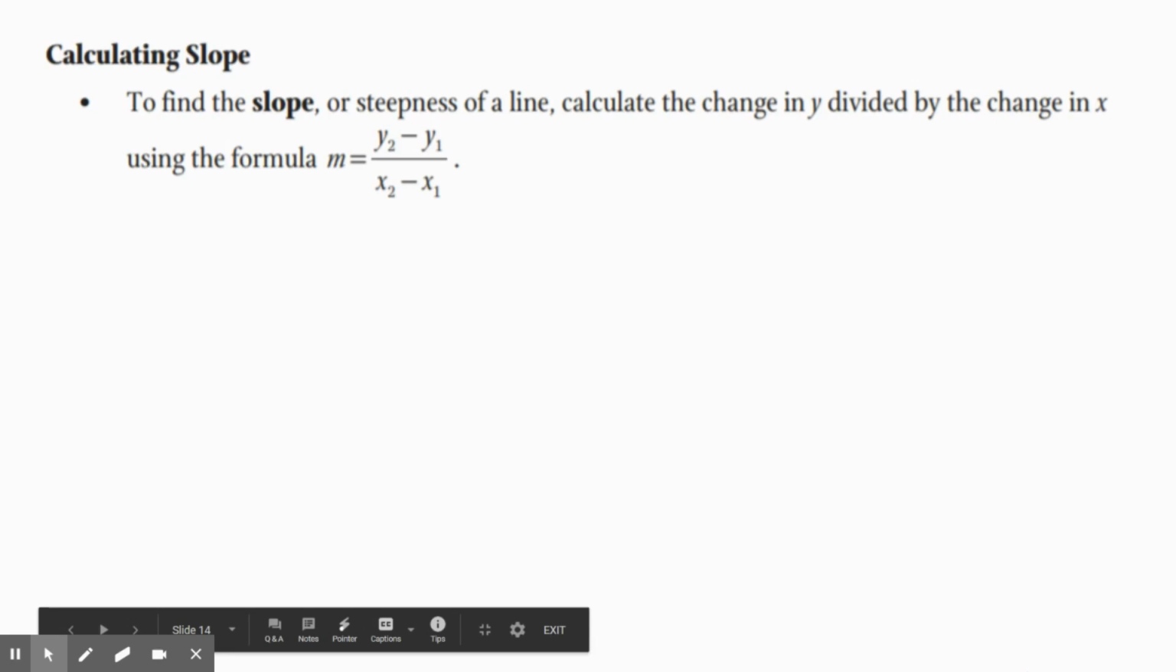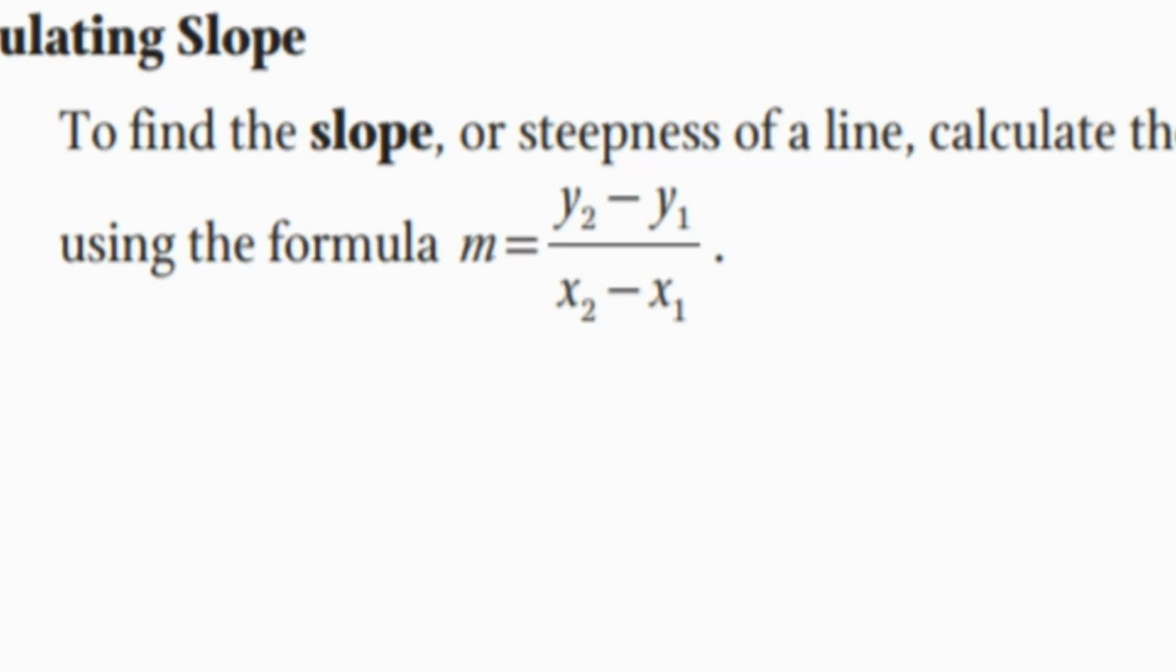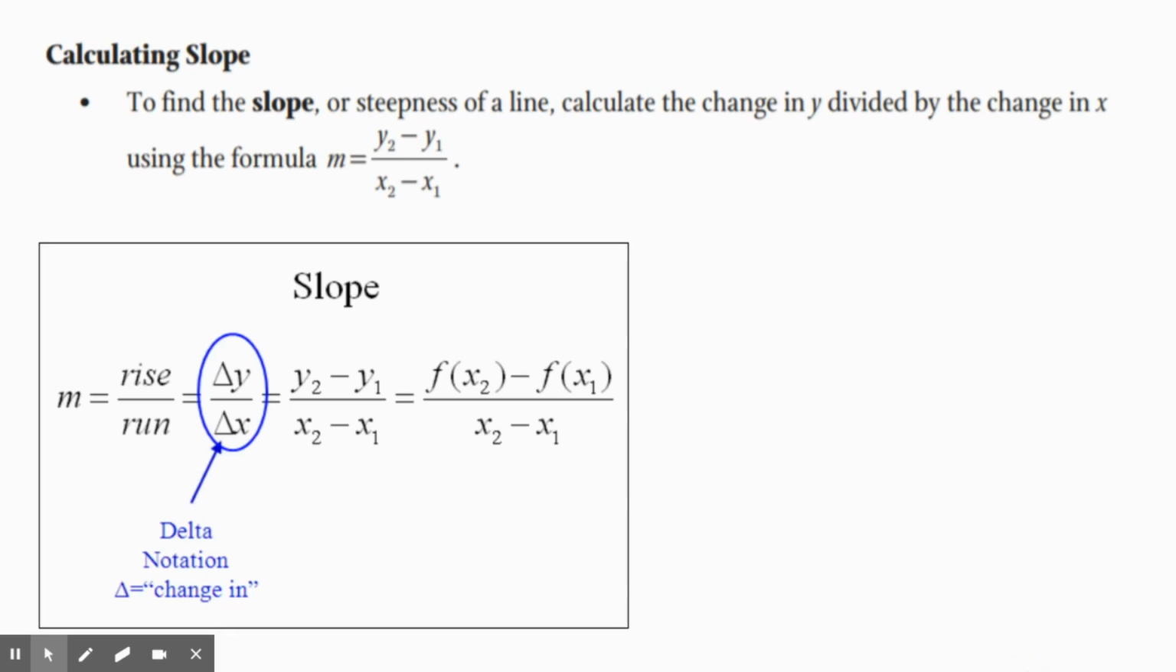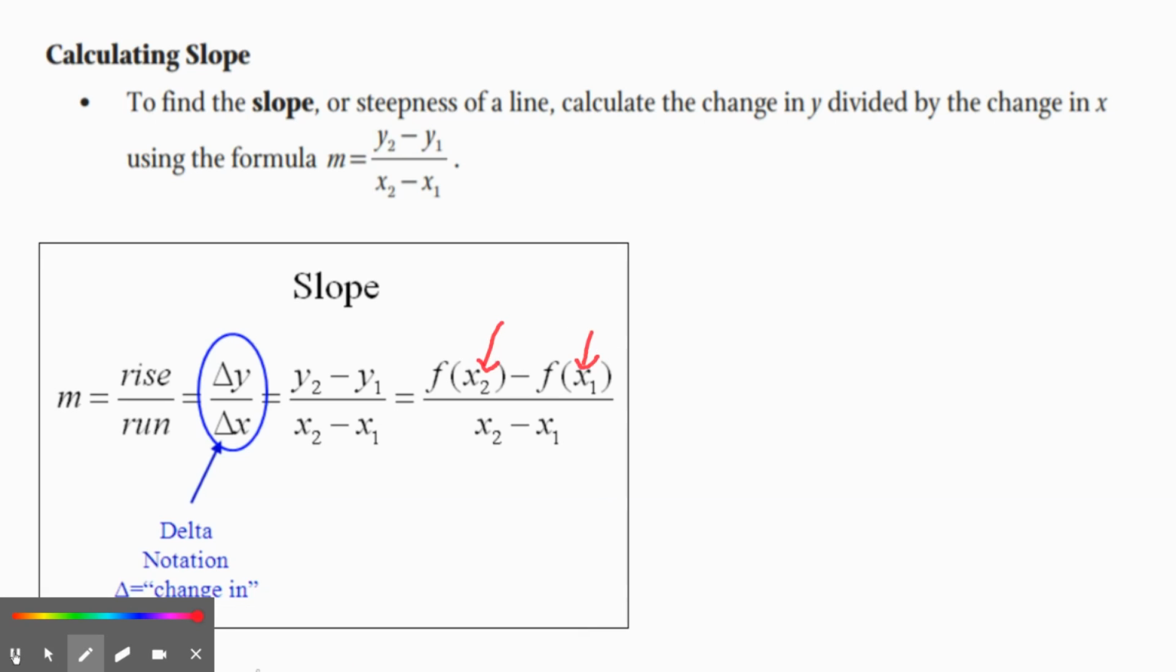What about slope? To find the slope, remember we use the slope formula, which is y2 minus y1 over x2 minus x1. It's based off of the change in y over the change in x. We talked about this when we were discussing rate of change. Sometimes we might actually have to plug in the x values into the function to get those y values.